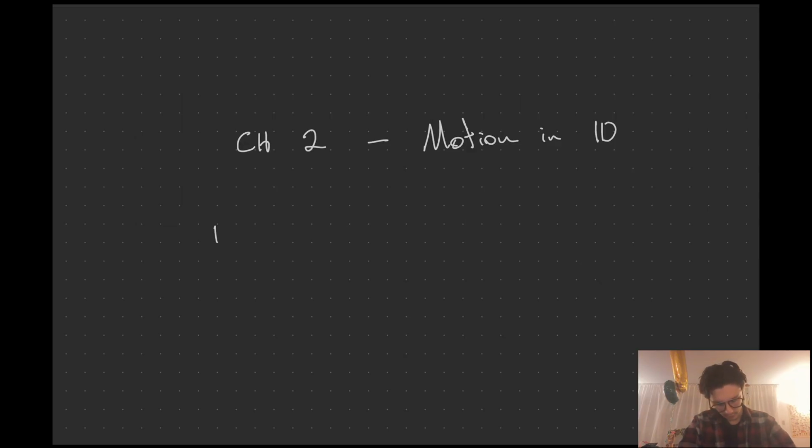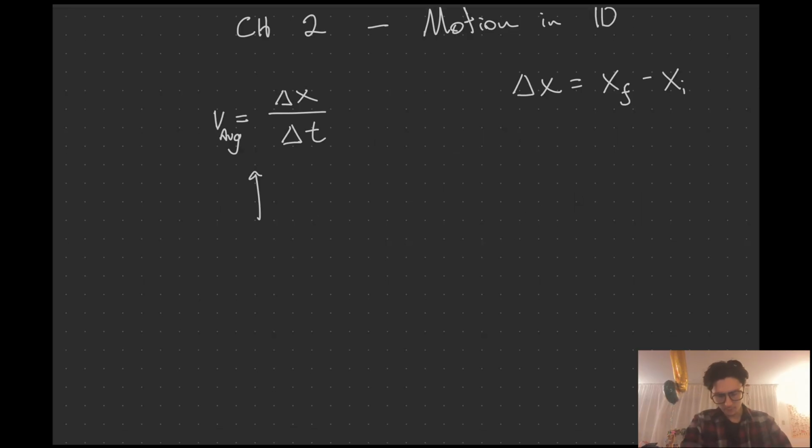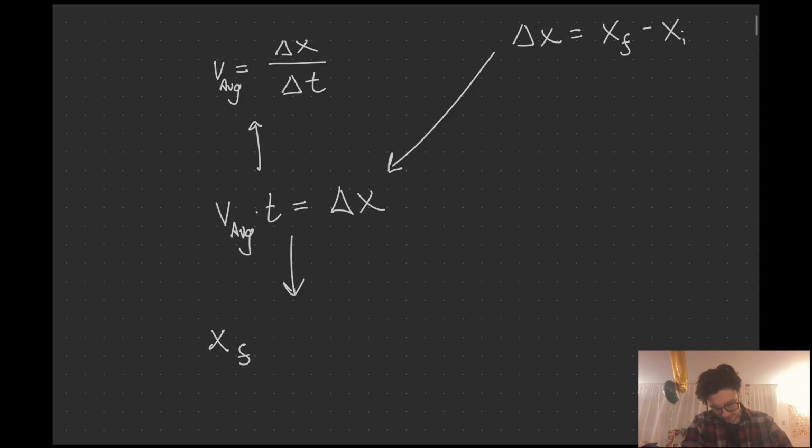So, equation number 1. Average velocity is equal to displacement in position over displacement in time. Displacement in position is equal to final position minus initial position. If I use this equation and I multiply both sides by delta t, I can have V average times t is equal to delta x. And then if I use this equation to manipulate it a little bit more, I can replace the delta x with xf minus xi.